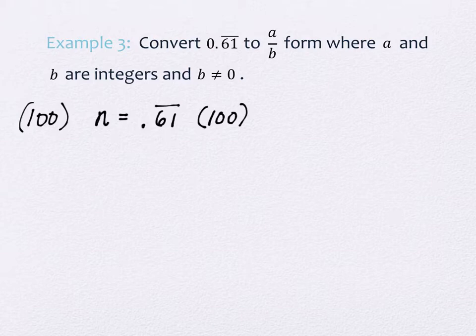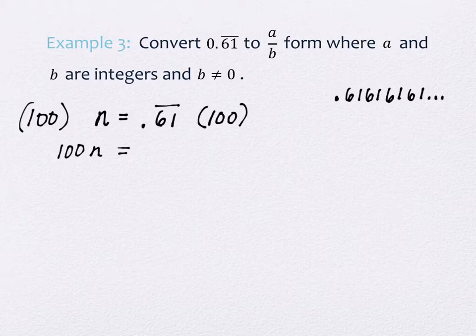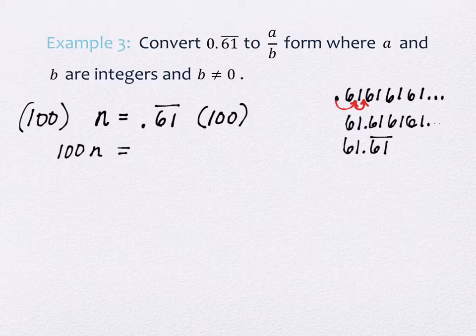Okay, so on the left, 100 times n is 100n. On the right, I want to write this out for you a little bit. This number looks really like this, right? And it keeps going. Agreed? Okay, so if I multiply by 100, it moves the decimal 2 places to the right, which gives me 61.616161, on and on, right? So this actually gives me 61.61 repeating. I can't put the repeating bar on the number before the decimal, right? It doesn't work like that. So I'm going to put it on the parts after the decimal that still repeat.